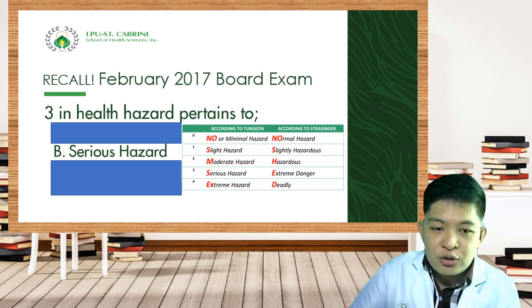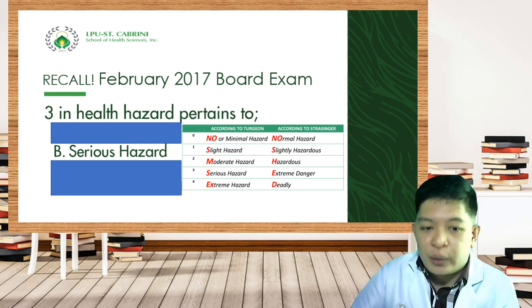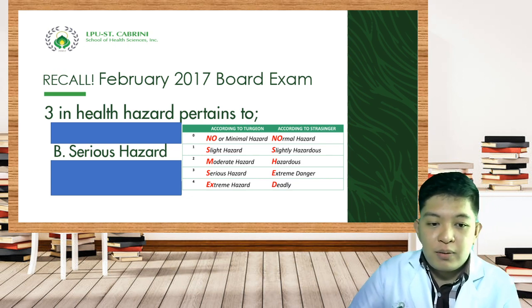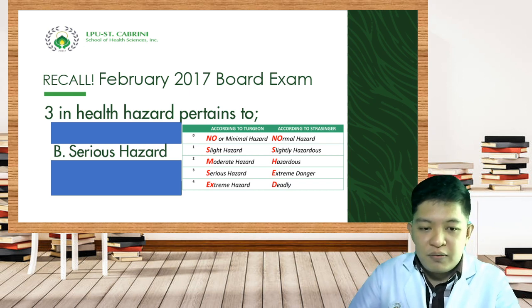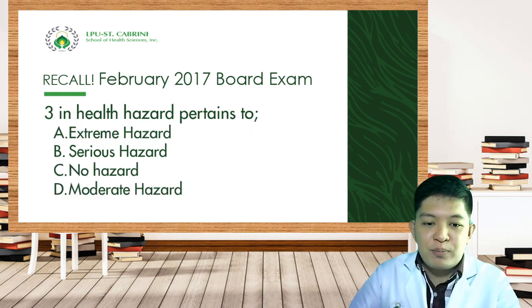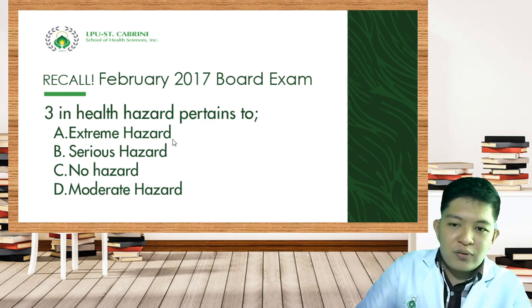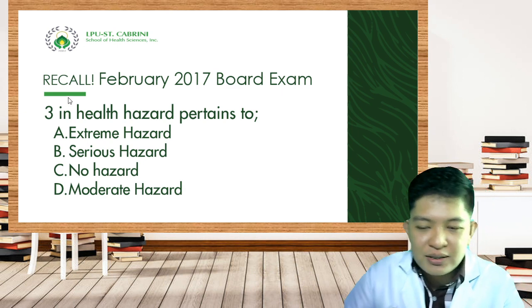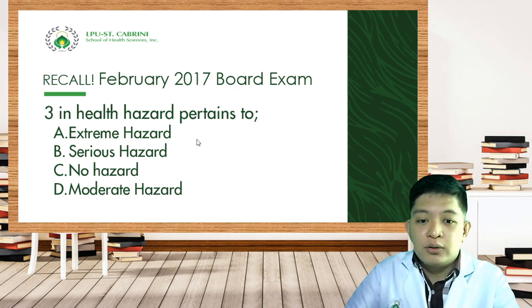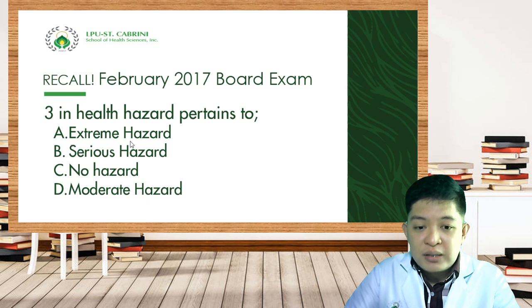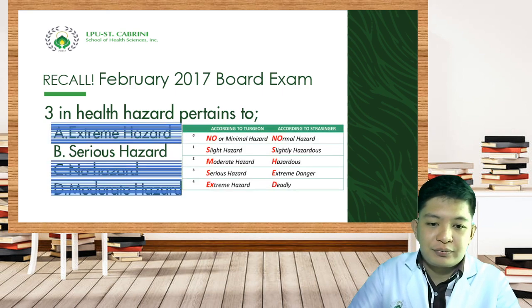sabi ni Turgeon, ang serious 3. Ang extreme ay 4. May extreme po ba dito? Meron. May serious din. So, ibig sabihin, ang ginamit ng mga Board of Examiner dito, ang reference nila dito ay si Turgeon. Kasi yung extreme ay 4. Yung serious ay 3. Okay?